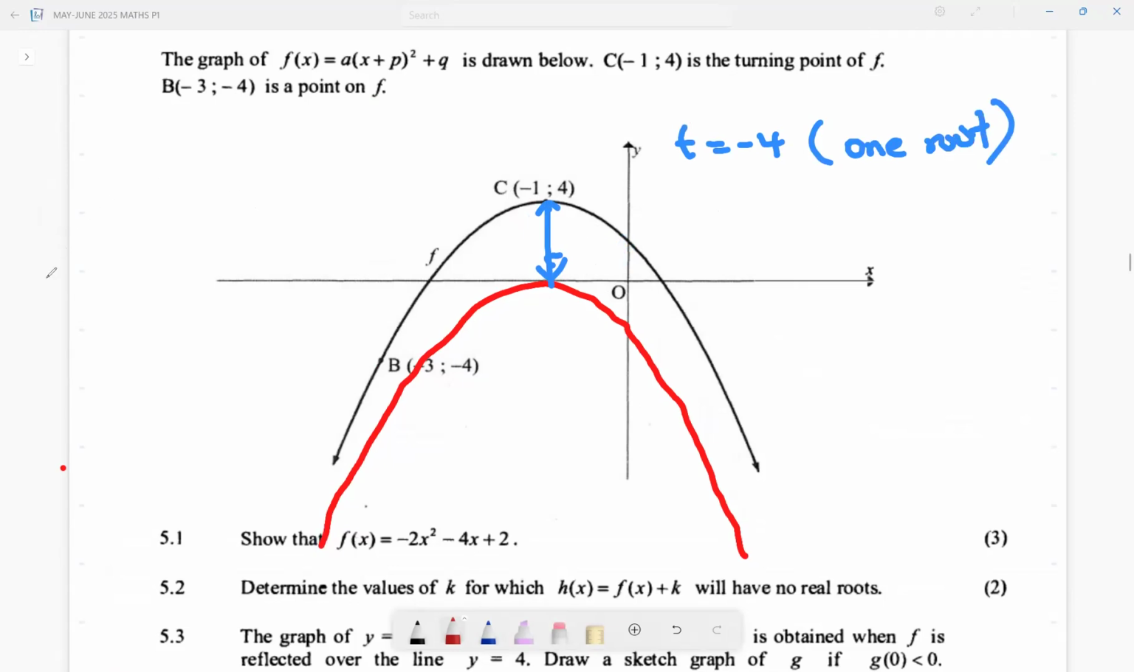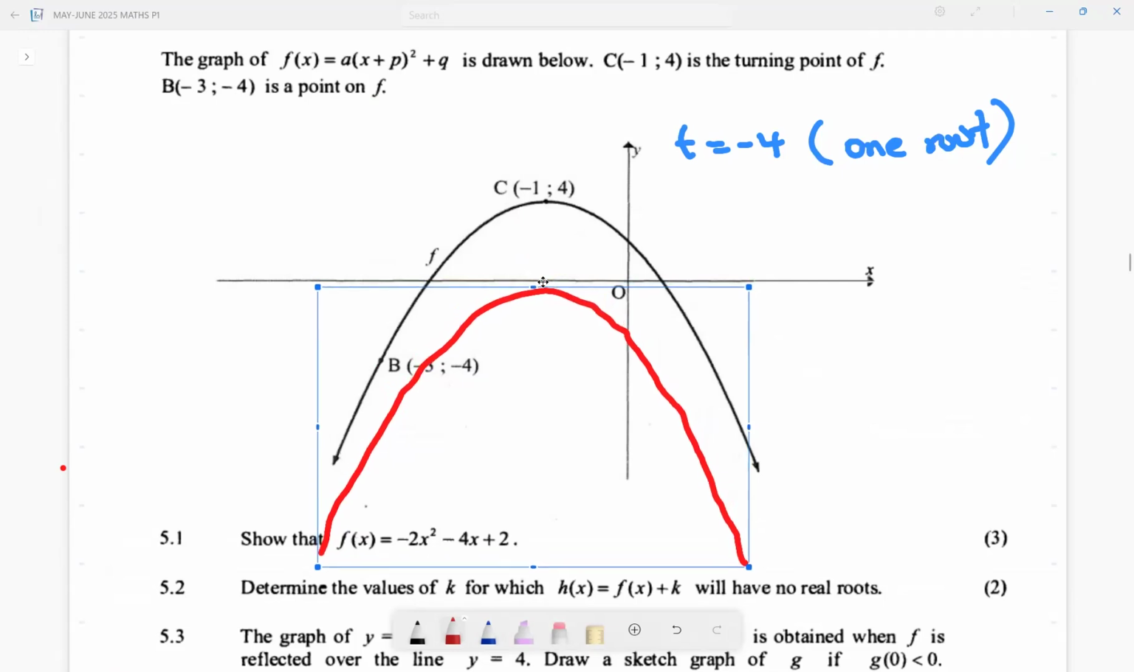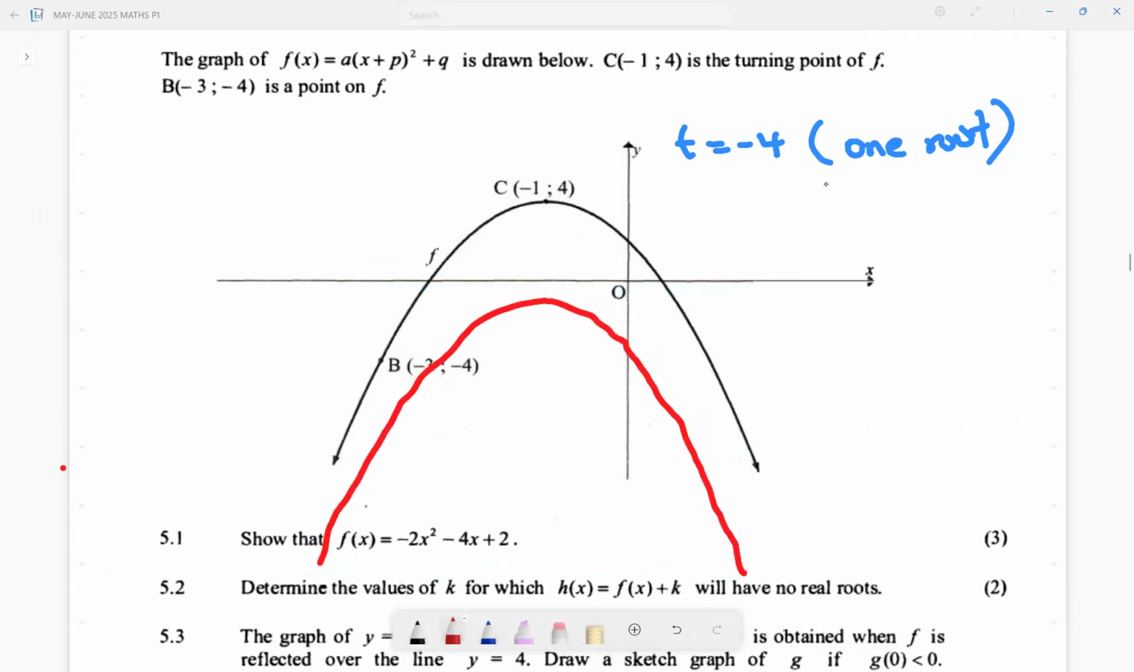How do I see that? I see that because I'm still having a root here. It still touches my graph. So I need to move it further than that. When I move it further than negative 4 downwards, it will not have any roots. Can you see? This is what I want. So it means t needs to be less than negative 4.